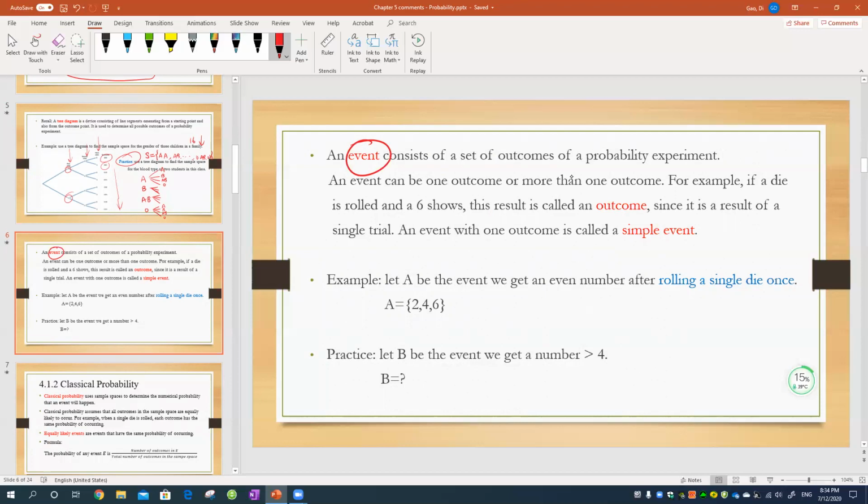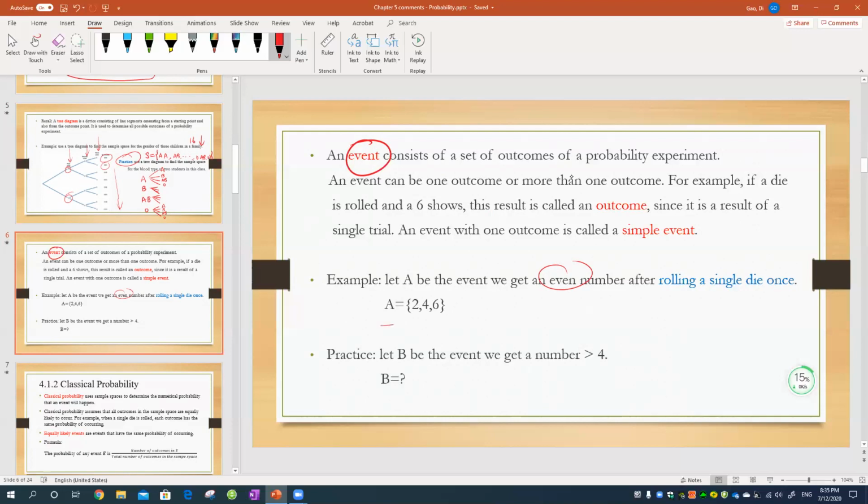Now let's look at the example. Let A be the event we get an even number after rolling a single die once. Then the event A is going to be all the even number outcomes. So we have 1, 2, 3, 4, 5, 6, and then we just write down the even ones. We have 2, 4, and 6.